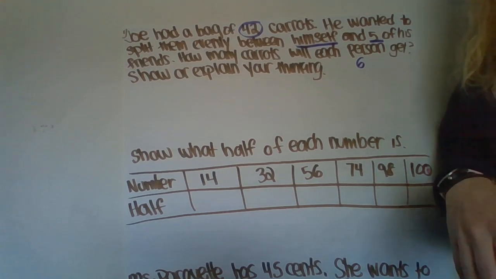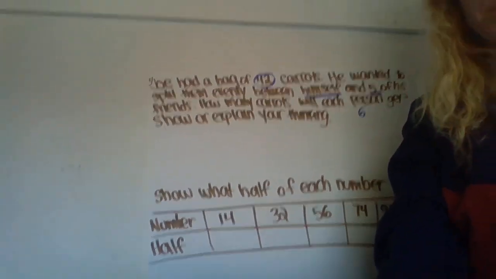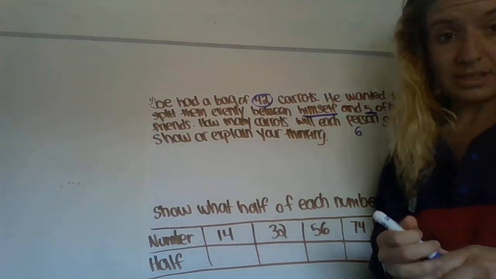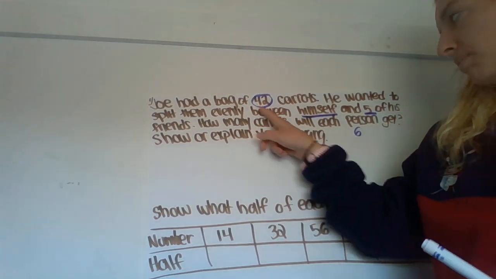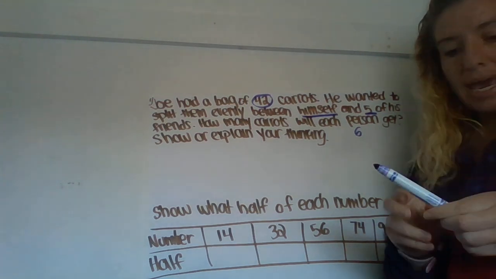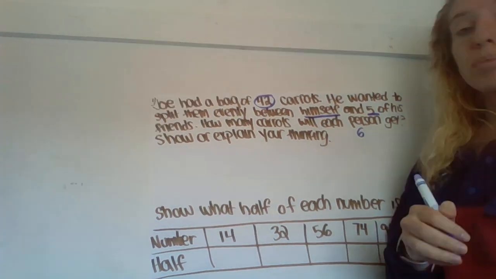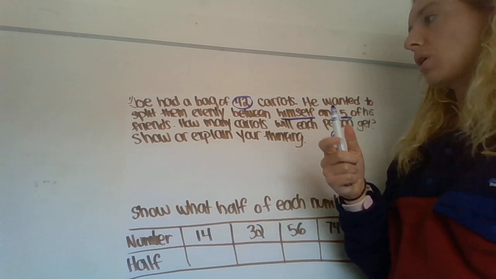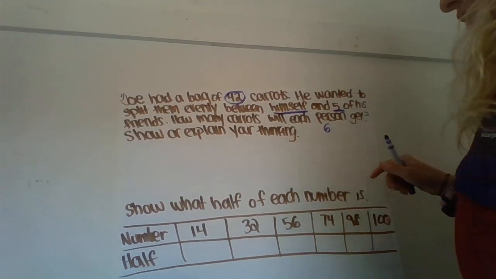Okay, so let's first just talk about the information we have here. This is definitely a division problem because I have a total and I know one of my parts. But I need to figure out, am I missing the number of groups or am I missing the number in each group?